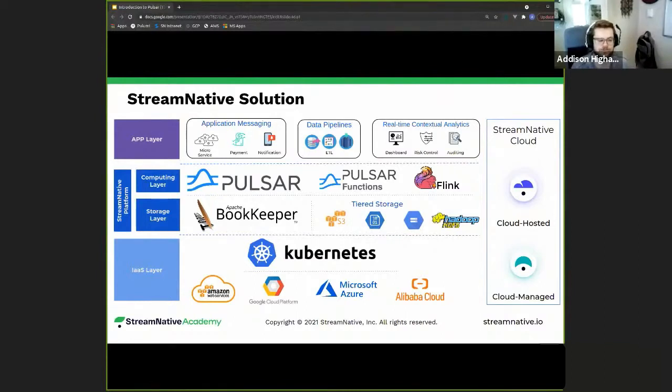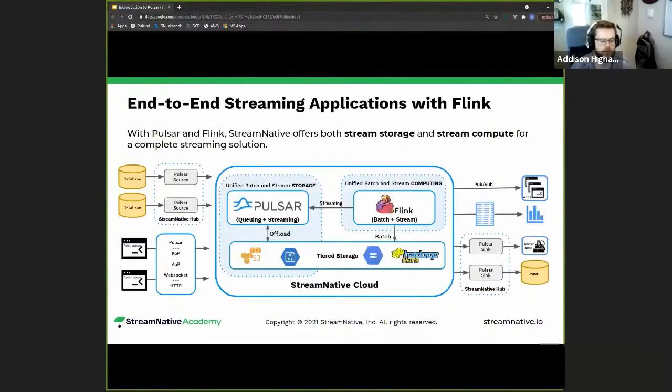And all of that is built on top of Kubernetes, which is our common foundation across cloud providers, as well as in on-prem situations. And StreamNative Cloud, both the cloud hosted, which is fully running in StreamNative's cloud accounts, or cloud managed, which runs within your customer cloud account, is able to provide this whole solution. And really the goal of StreamNative Cloud is to provide end-to-end streaming applications, once again, with Flink as well.